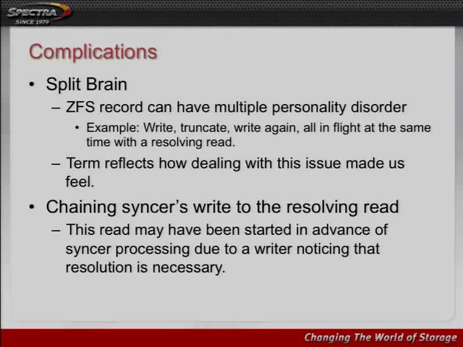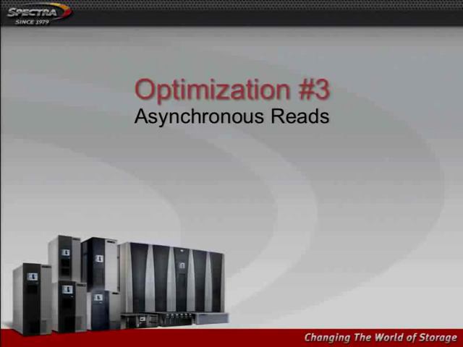The other complication that we had is that because we want to allow the syncer as well as a reader or a writer that's coming in on behalf of a user to be able to initiate this background resolve, by the time the syncer gets around to looking at a dirty record, that buffer may not be ready to be written, but somebody's already started the read. Well, he's got to figure out where that read is and then chain it in some way so that when that read completes, he gets his normal syncer processing to write the block back out. And because of some layering issues inside of the DMU, that was a little tricky to do. But anyway. So we did do one other optimization that I'm going to let Will talk about that has to do with asynchronous reads.